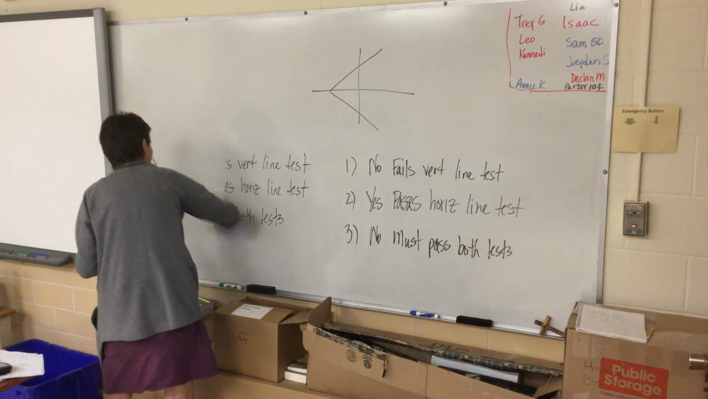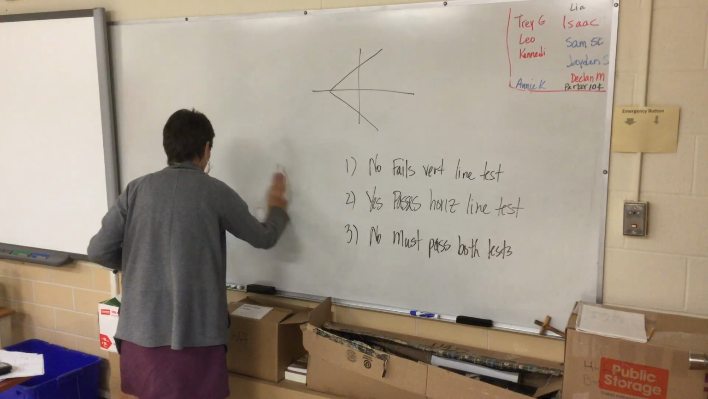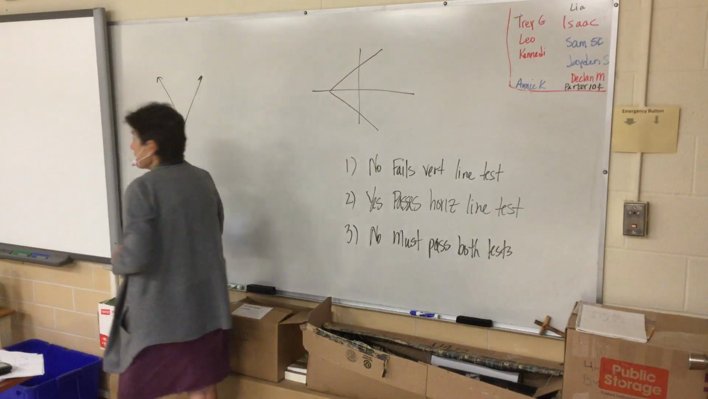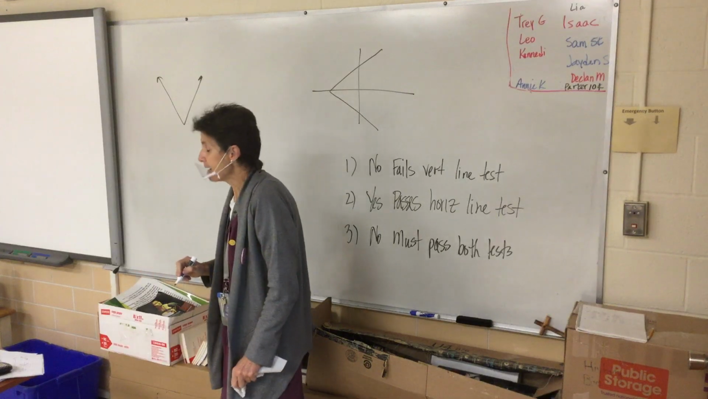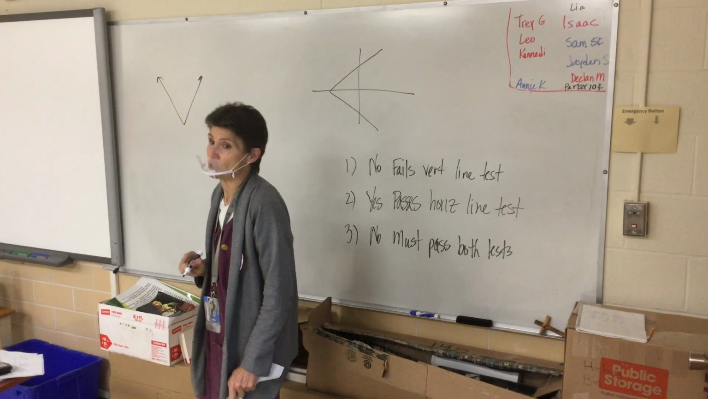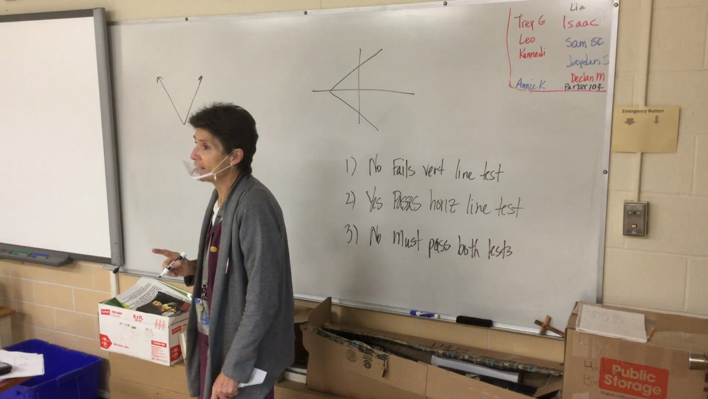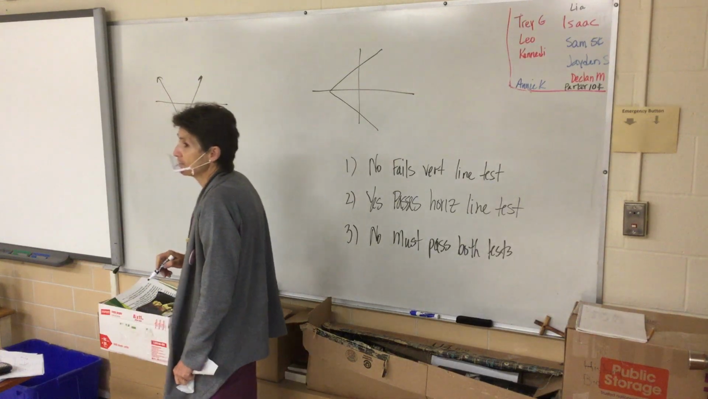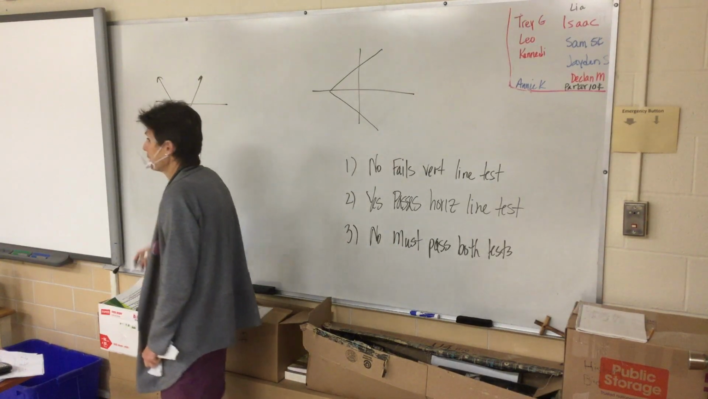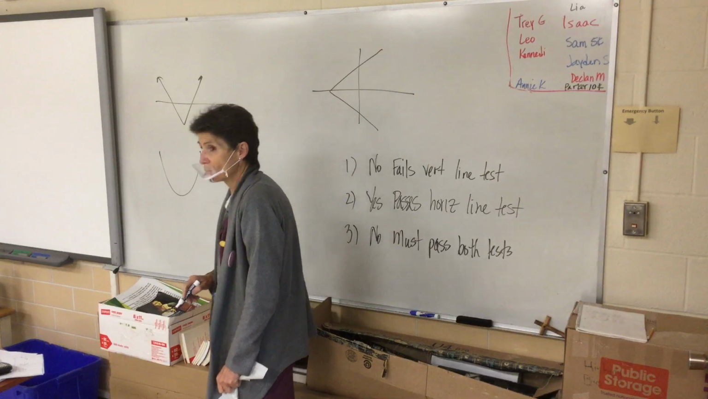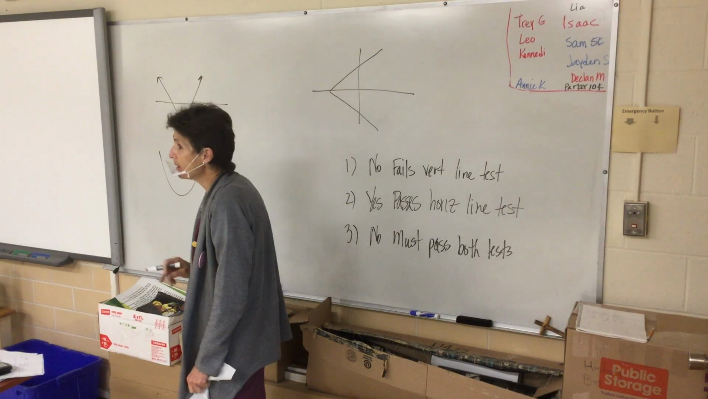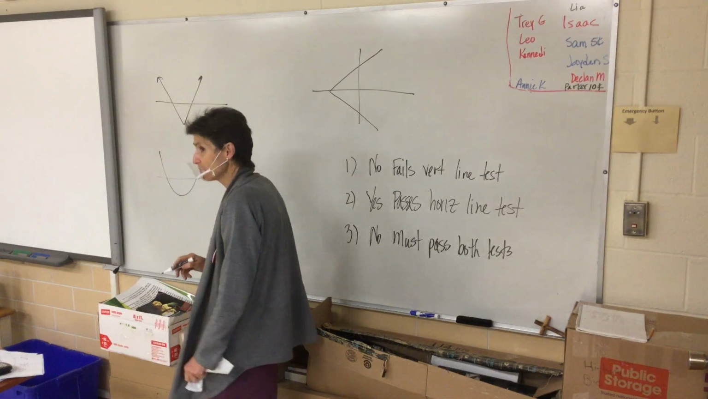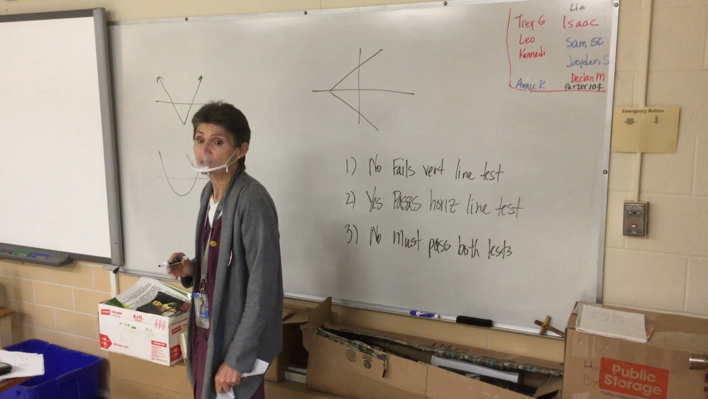A couple of answers that I saw were a little questionable. One is this. That's the absolute value function. Definitely a function, but not one-to-one because it does not pass the horizontal line test. Another one is this one. That's quadratic or squaring, definitely a function, but it does not pass the horizontal line test. Therefore, it is not one-to-one.